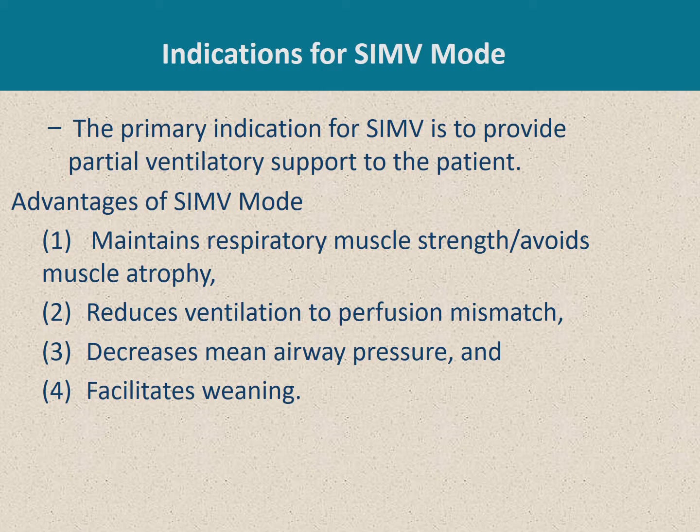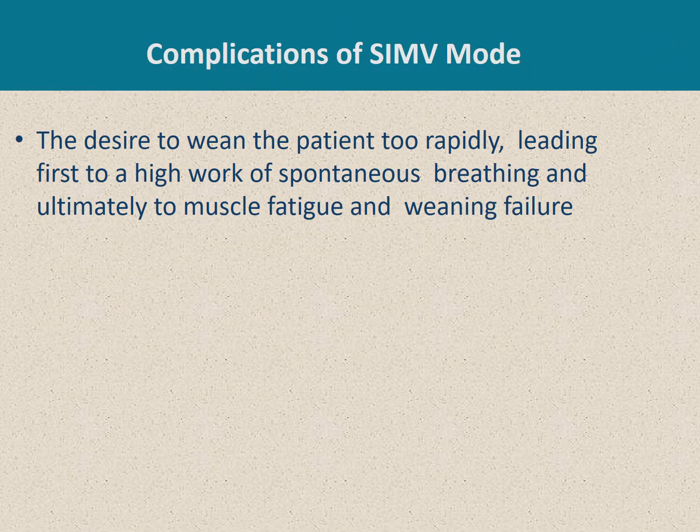Advantages of the SIMV mode: it maintains respiratory muscle strength and avoids muscle atrophy, reduces ventilation to perfusion mismatch, decreases mean airway pressure, and facilitates weaning. SIMV as a mode of weaning has currently been replaced by pressure support ventilation with gradual decline in the pressure support. SIMV mode can induce a high work of breathing during weaning and cause weaning failure.